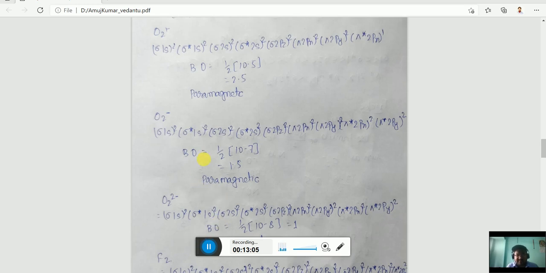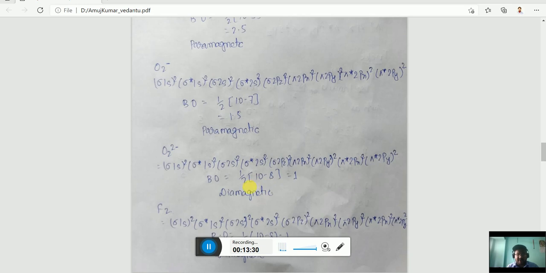Sorry, one slight mistake. Here in this case, O2 minus, there is pi star 2py. Here only one electron is filled, because in total there are 17 electrons, so there will be one electron in pi star 2py 1. Hence this one is paramagnetic. Now in case of O2 2 minus, all electrons are paired, hence diamagnetic. Bond order is half of (10 minus 8), total bonding minus anti-bonding electrons, so total bond order will be 1.